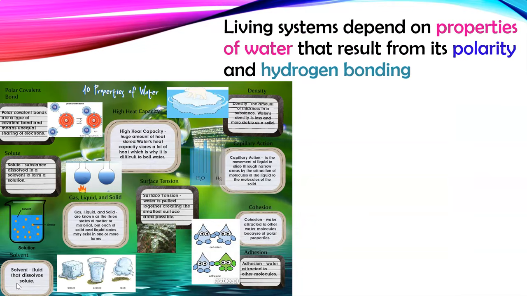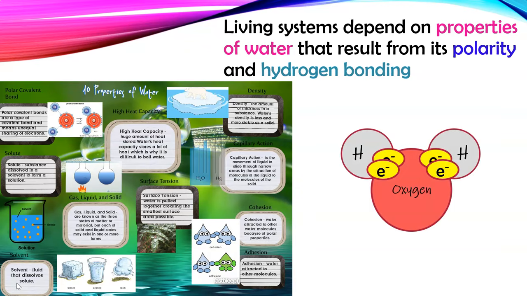Okay, so let's go ahead and talk about water for a little bit. So it says living systems depend on properties of water that result from its polarity and hydrogen bonding. So two key things about water is we want to make sure we understand why water is polar and how that polarity leads to hydrogen bonding.